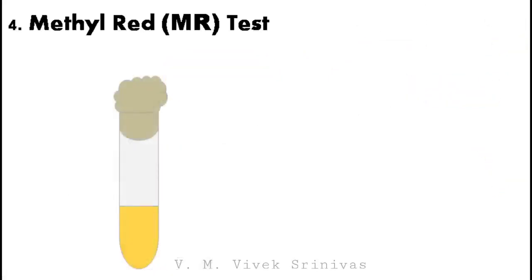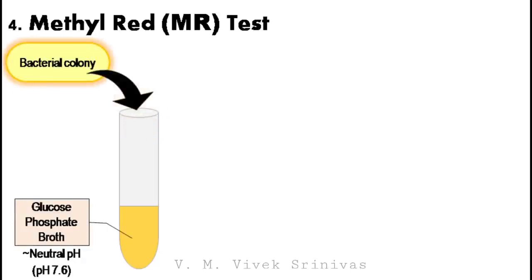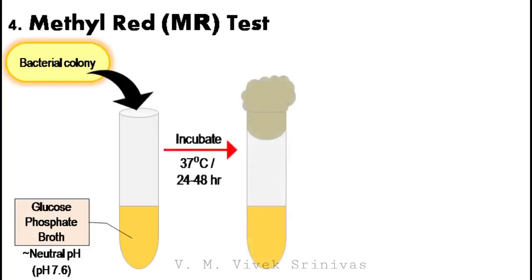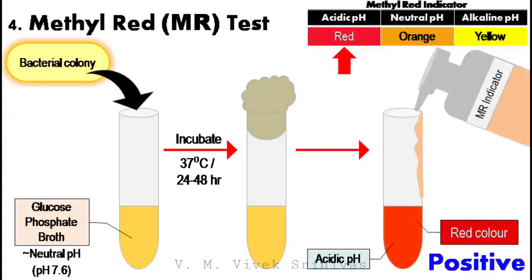The procedure. This test is performed in glucose phosphate broth with neutral pH. Now, take the bacterial colony and inoculate it into this broth. Incubate for 24 to 48 hours. Following incubation, add the methyl red indicator to it. The development of red color indicates the test is positive due to acidic pH. The example, the E. coli bacterial organism, is positive for the MR test.